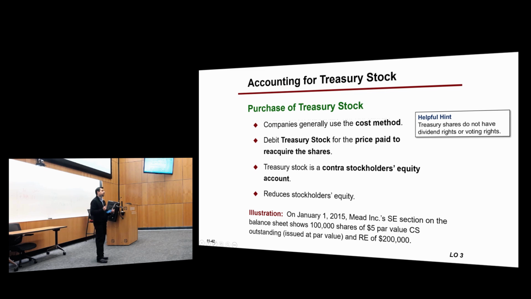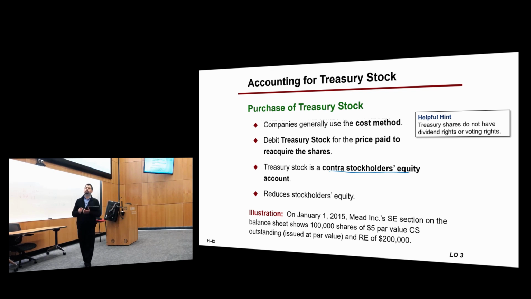Now, when the company purchases treasury stocks, what do they do? Remember, this is not an asset. This is a contra stockholders' equity account. If they purchase it, wouldn't they have to debit treasury stock and credit cash? Yes. But then how much? How do they do that?